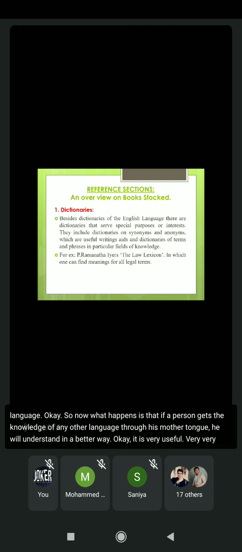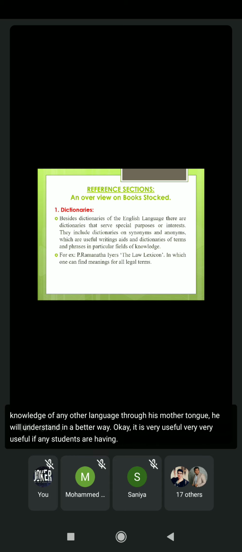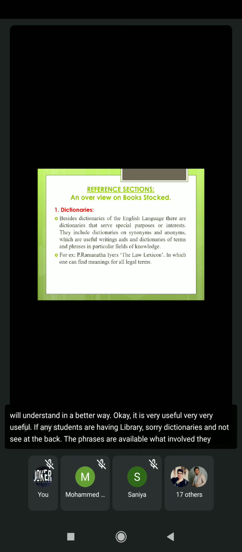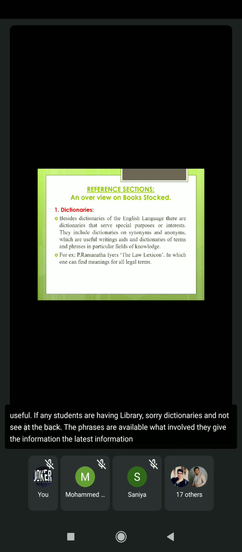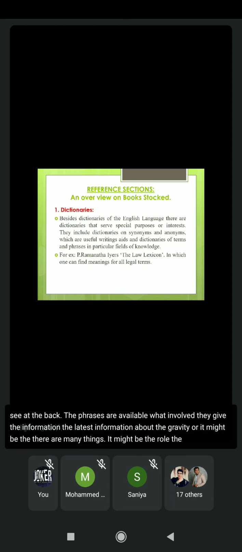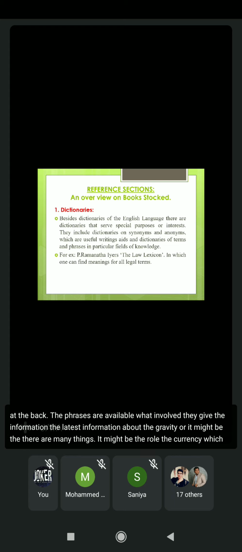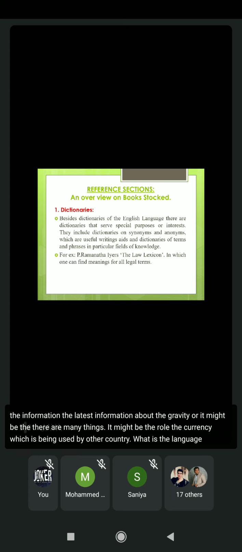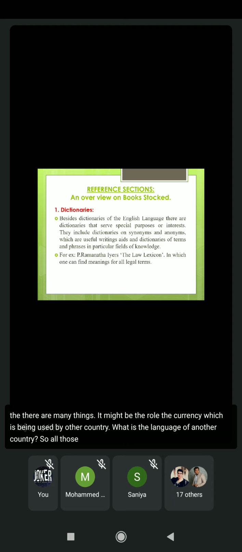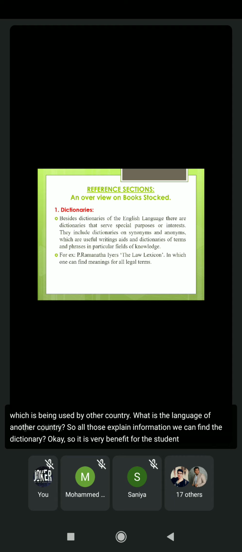If students have dictionaries, see at the back, the phrases are available. They give the latest information, for example about gravity, the currency which is being used by another country, or the language of another country. So all those extra information we can find in a dictionary. So it is very beneficial for the student, especially a law student.